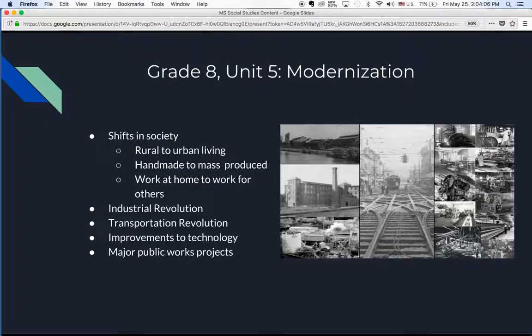Unit 5 we call modernization, and this focuses on the Industrial Revolution. The Industrial Revolution focused on many shifts that happened in society, from people moving from the countryside to cities, the way things were made, and where people worked and how things were produced. Transportation also evolved quickly during this time period. There were improvements to technology in just about every facet of society, and major public works also began at this time to meet the growing needs of the country.